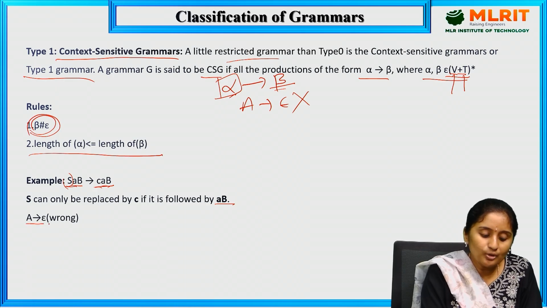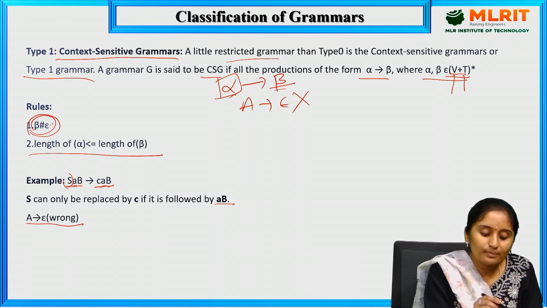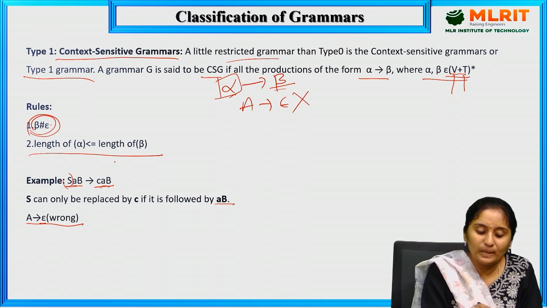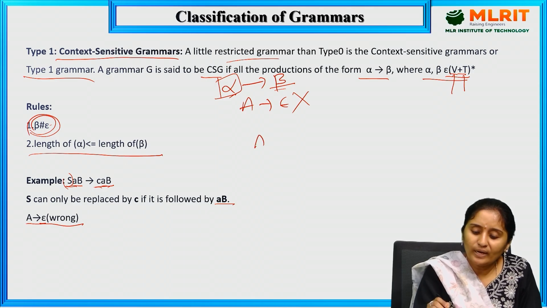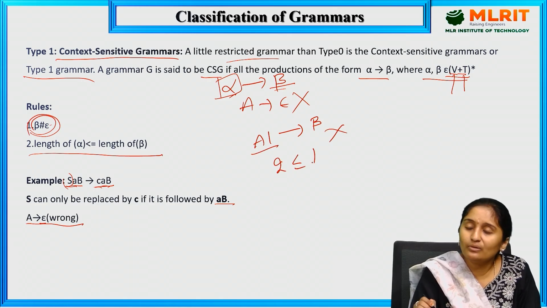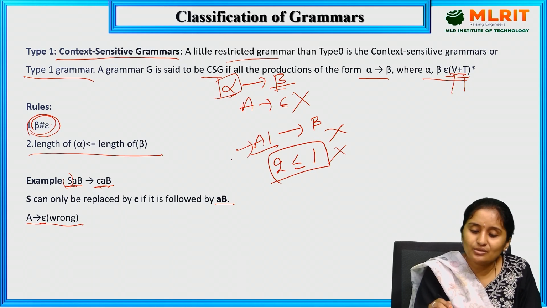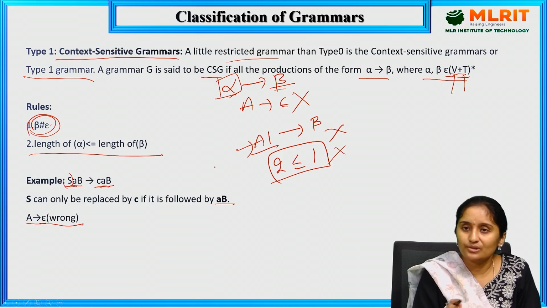Here A produces epsilon. So this is wrong. According to the rules, the first rule is that beta, the RHS, should not be epsilon, and the length of alpha, the length of LHS, should be less than or equal to the length of beta. For example, A1 produces B. Is it correct here? It is wrong. Why? Because the length of LHS is 2, and 2 less than or equal to the length of RHS, which is 1, is false. So this production is not accepted by context sensitive grammar.